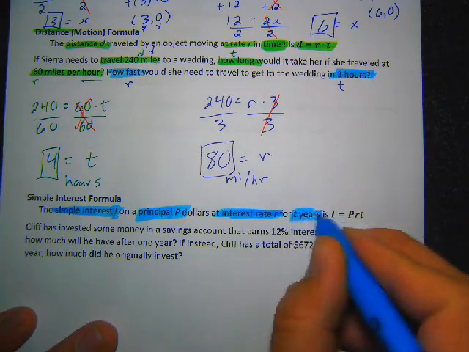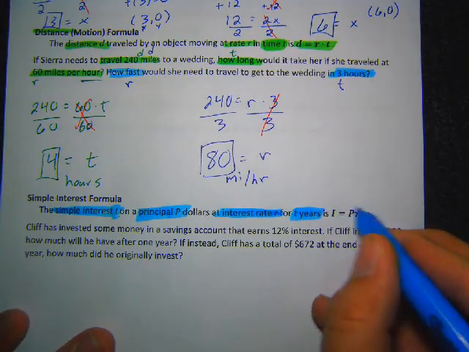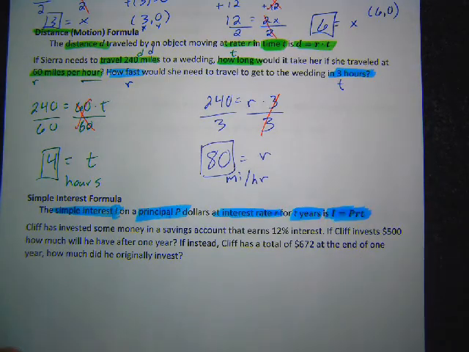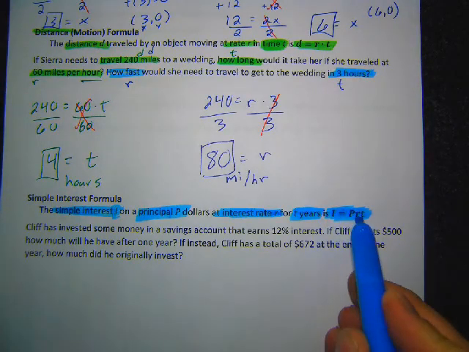And then T is years, we'll do these typically in years. The formula is the interest equals the principal times the rate times the time. That's your formula. So interest equals principal times rate times time.